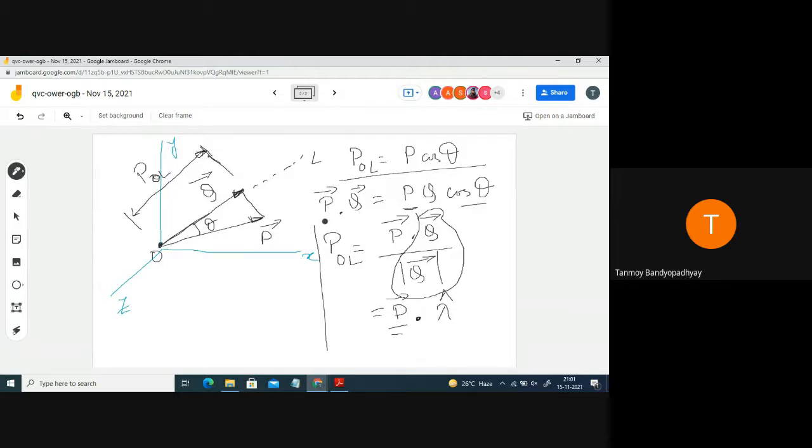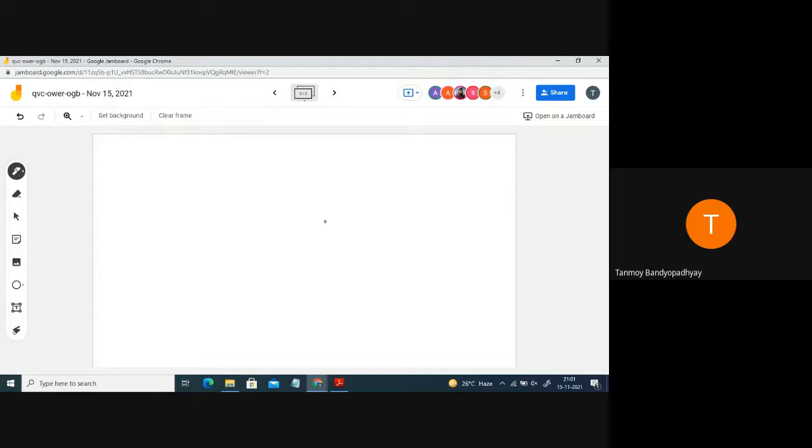So if I need to find the projection of a force on any axis or over another vector, what I have to do is find the dot product of the force and a unit vector in the direction of the vector Q. Since these things are known, let us calculate. What will be the projection POL? Let me do it on a different page, I'll be needing some space.